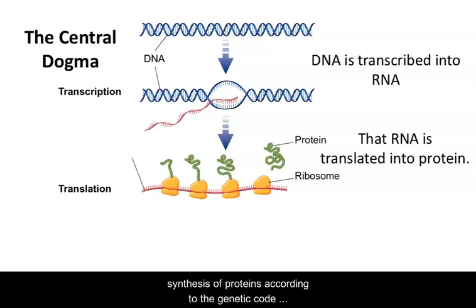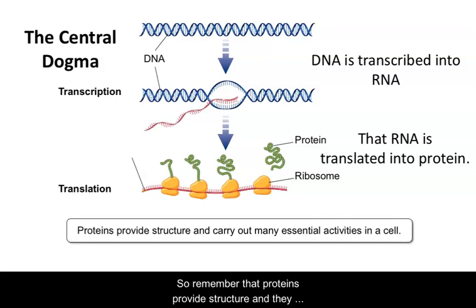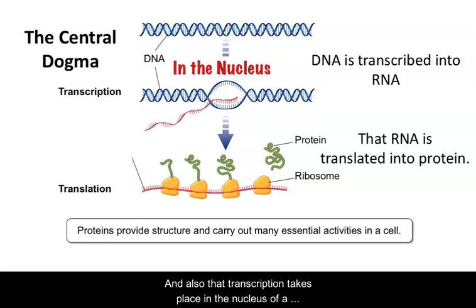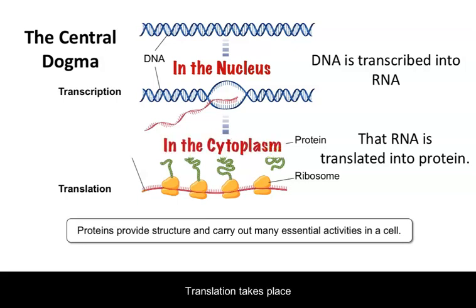And the synthesis of proteins according to the genetic code that's carried in a molecule of RNA is that second step in processing the genetic information. So remember that proteins provide structure, and they also carry out many essential activities in the cell, and also that transcription takes place in the nucleus of a eukaryotic cell, but translation takes place in the cytoplasm of the cell.